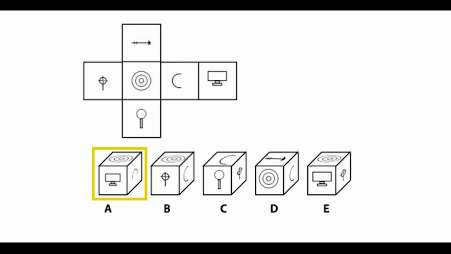In option A, the circle and the monitor icon appear next to each other, but they are on opposite faces. In option B, the target symbol and the crescent appear next to each other, but they are opposite faces. In option C, the crescent and the target symbol appear next to each other, but they are on opposite faces. And in option E, the monitor icon and the circle are shown next to each other, but they are on opposite faces. So the correct answer is option D.